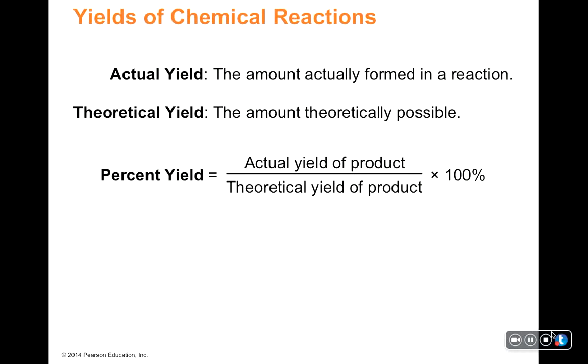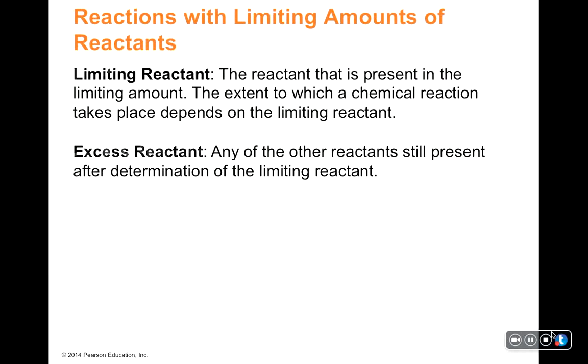Another type of calculation we can do is what's known as percent yield, and that's just a definition of a percent as applied to a chemical reaction. So the actual yield will be the amount that we actually form in a reaction. So oftentimes we don't have 100% yield, so we don't get all of what we could have gotten. And so what we could have gotten is that theoretical yield, the amount that was theoretically possible. So percent yield is just a percent based on that. So the actual yield of product divided by the theoretical yield multiplied by 100% to get it into a percent.